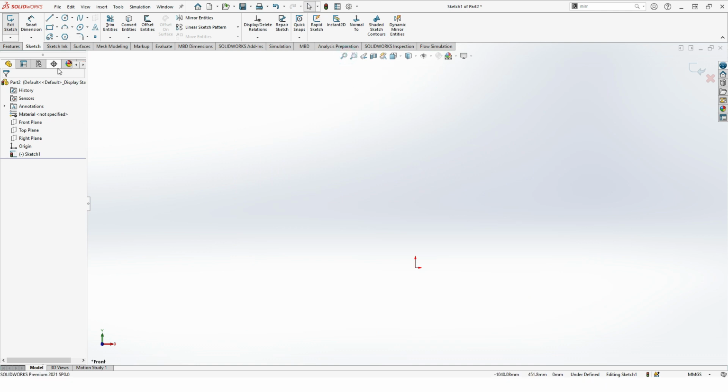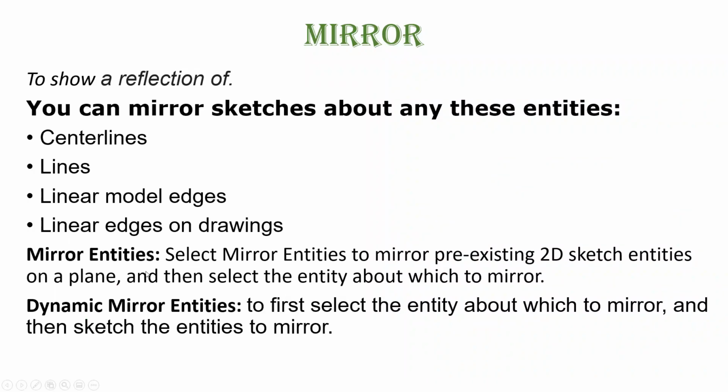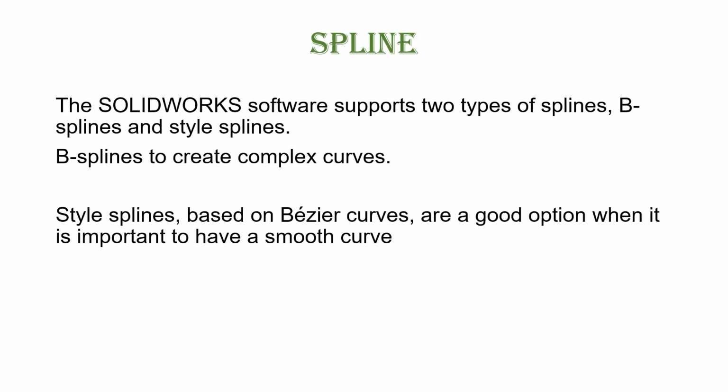Everything is deleted. Now I want to go back to the PPT. So mirror tools I have done. Now, let's understand about the spline. The SolidWorks software supports two types of splines: B-splines and style splines. B-splines are used to create complex curves. Style splines based on Bezier curves are good options when it is important to have a smooth curve.